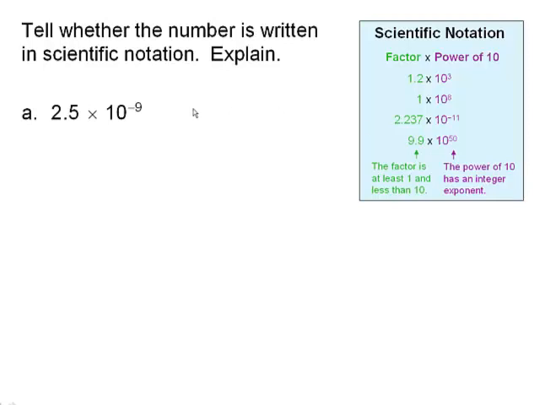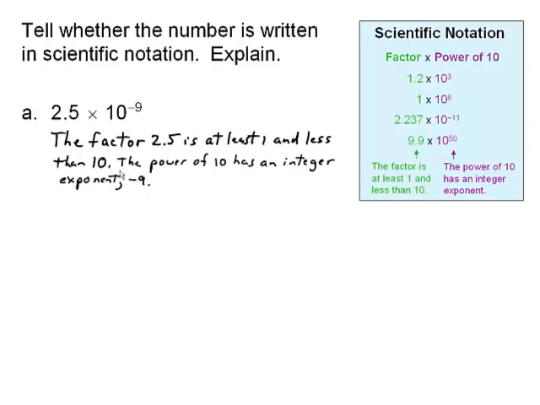Now let's look back at the number we have in Part A. We have a factor times a power of 10. So is this written in scientific notation? Well, first we can say the factor 2 5/10 is at least 1 and less than 10, so it passes that test. We can also say that the power of 10 has an integer exponent, -9, so it also passes that test. So the number is written in scientific notation.